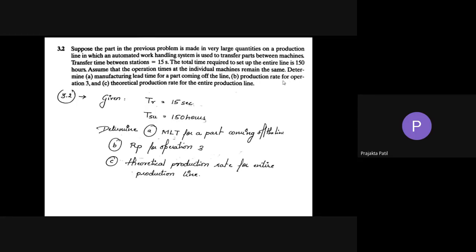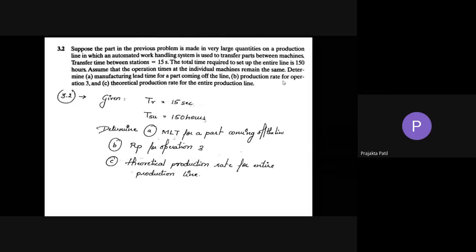If you want, I can again shift back to the previous problem. If you want to see the problem statement, you can request and I will get back to it. But once you write the given data and you know what you have to find out, you don't need the problem statement again. It's not going to be very important to read the problem statement again once you know what you have to find out and what is already given. But anyway, if you want the problem statement shown again, you can request me and I'll show it.